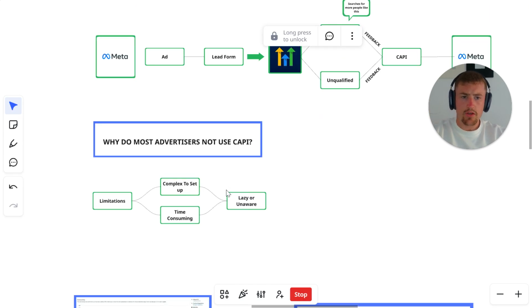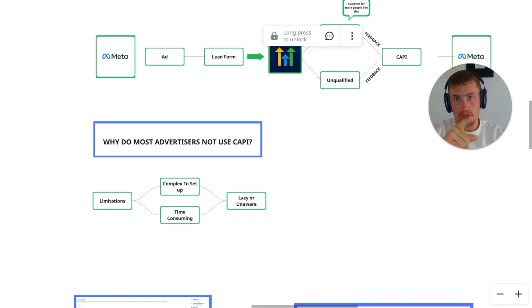Now, why do most advertisers not use Conversions API? Like I said at the start of the video, over 30% of people don't use Conversions API, and it's astounding to me. It's super simple to set up if you know how to do it, like I'm going to show you. Because to be perfectly honest, it is complex, and this is why most people don't do it. Because they fear it, they don't understand it, they don't know how it works, and they don't understand the benefits.